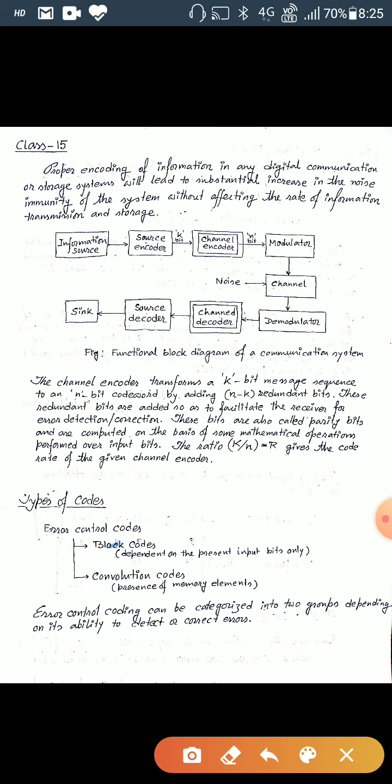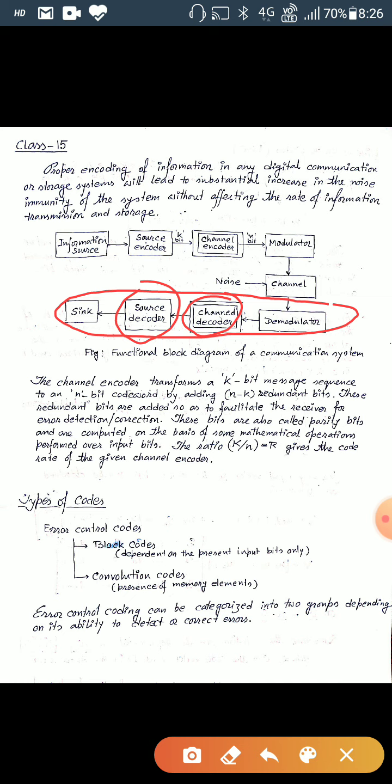Okay, and then at the receiver side, this total portion is the receiver side. Here demodulation occurs first. That means you have to convert the demodulated signal again into the form of an n-bit code word before the channel decoder. The output of the channel decoder will be the k-bit message signal, and the source decoder converts it into the requirement of the receiver side system.